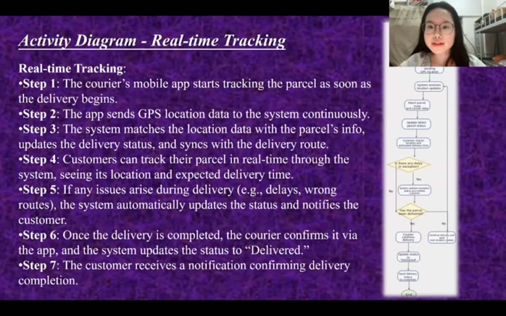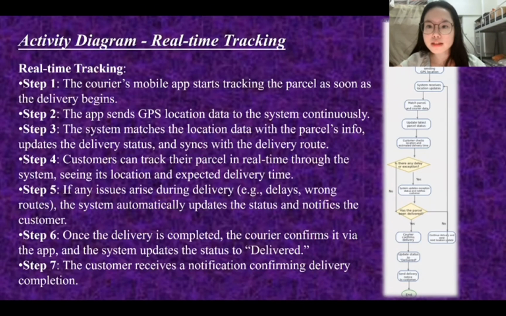Finally, the real-time checking process. The process starts when delivery begins. The mobile application sends GPS data to the system. The system updates parcel status, and customers can check location and delivery time.